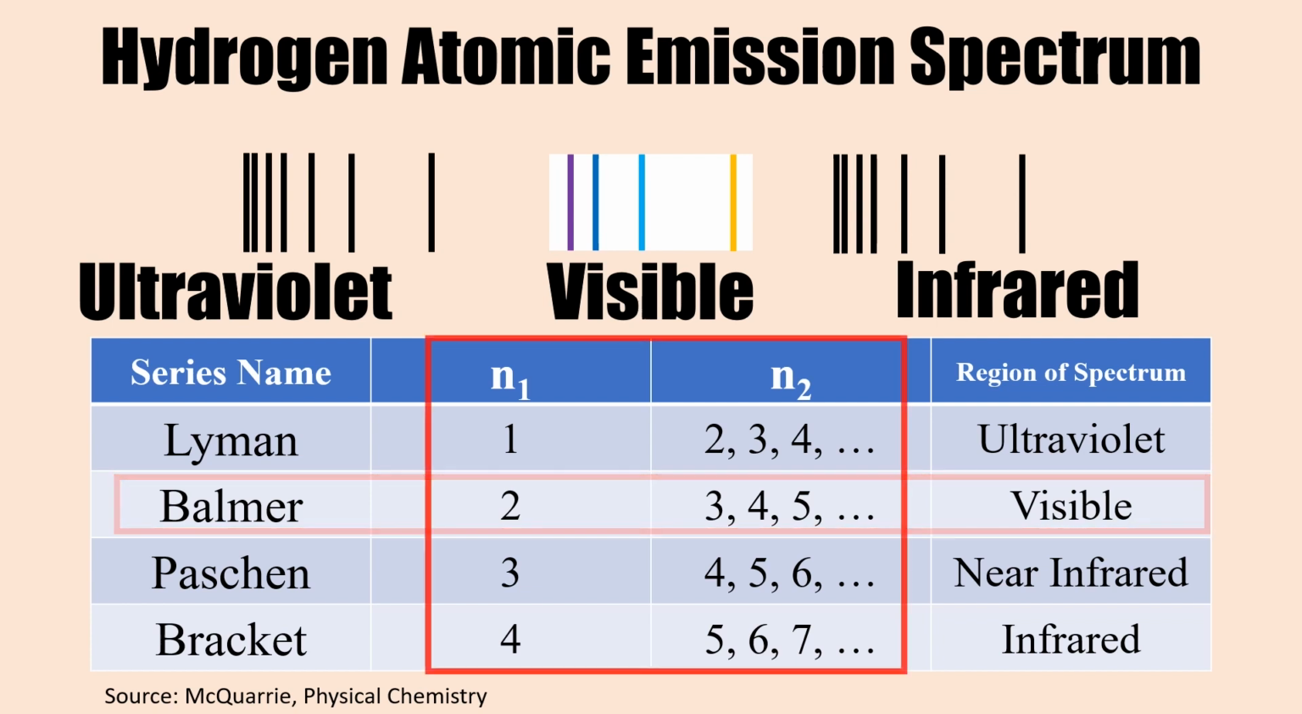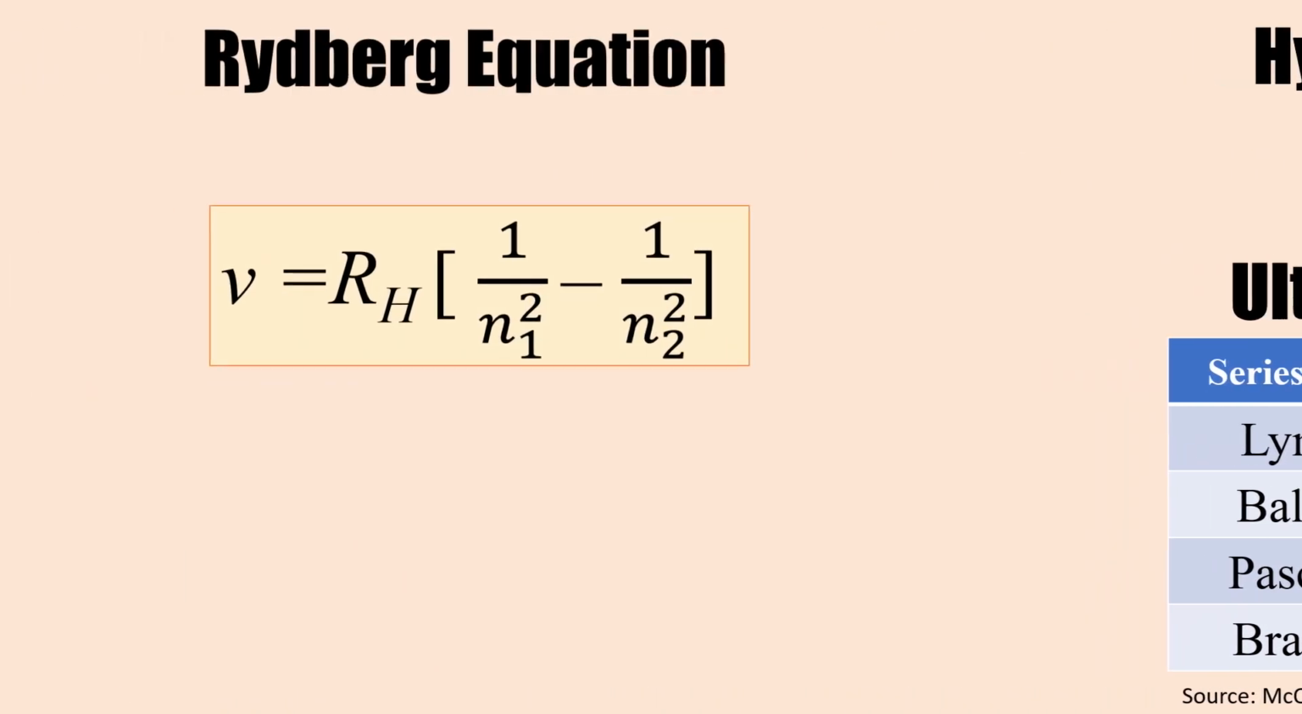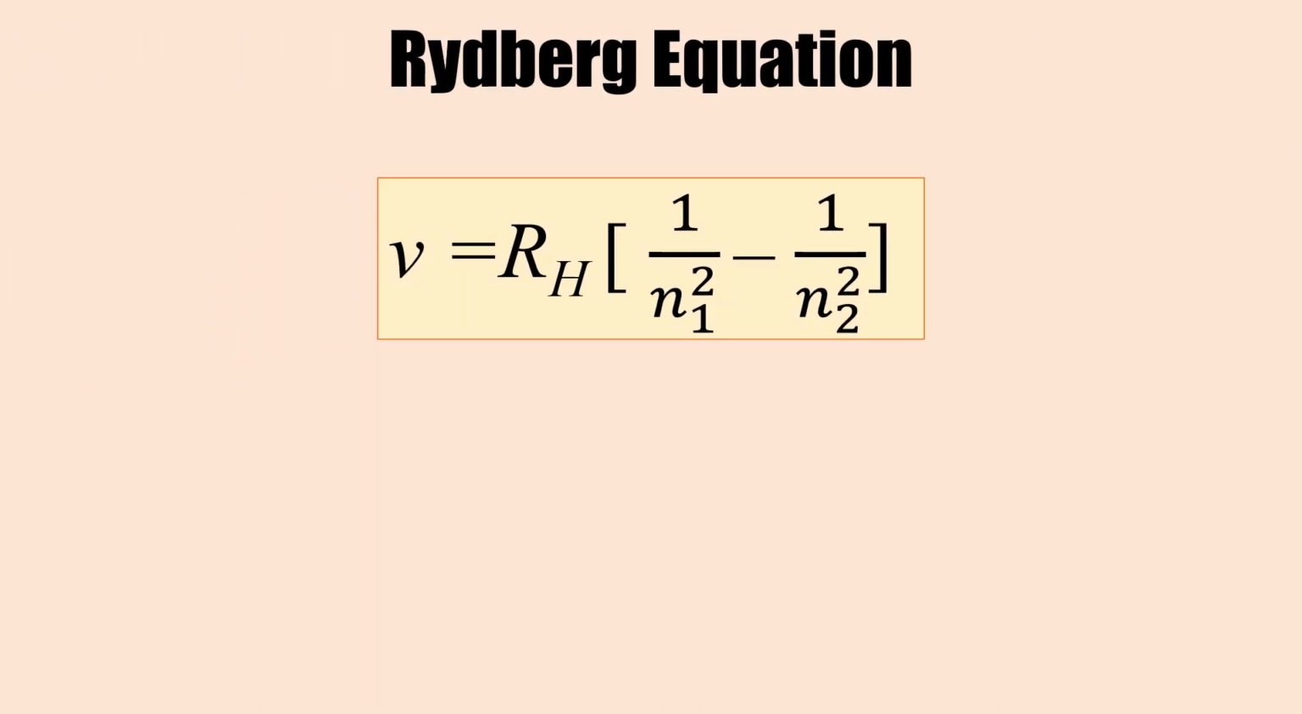Indeed, shortly after Balmer's work, others showed series in other parts of the spectrum. Notice how they all show a correlation with whole number integers. Johann Rydberg showed that all these lines were related by the equation frequency is equal to the Rydberg constant times 1 over n1 squared minus 1 over n2 squared.